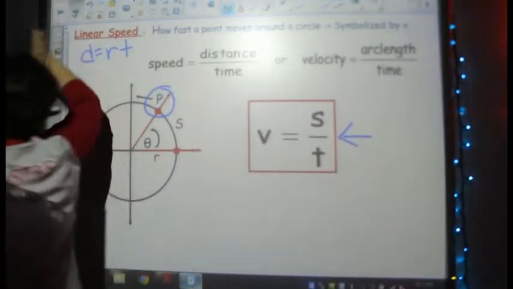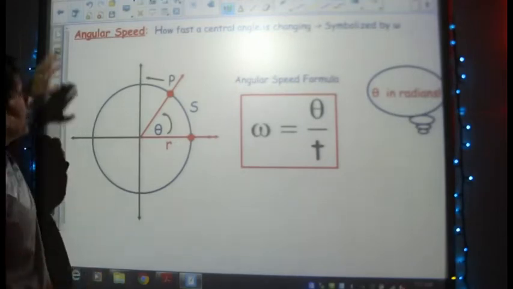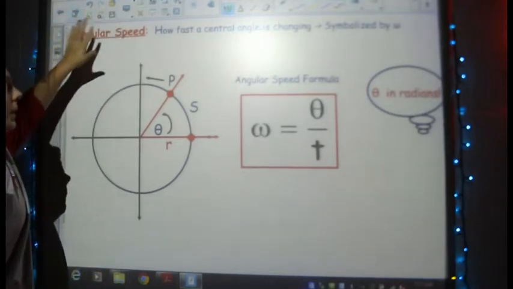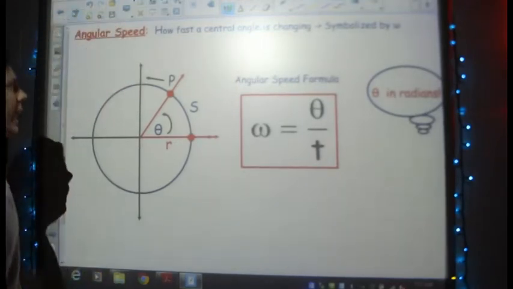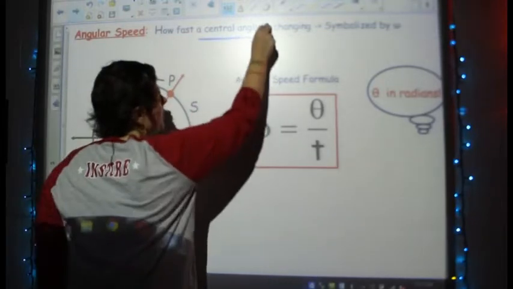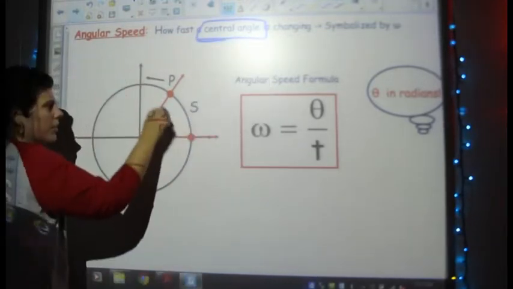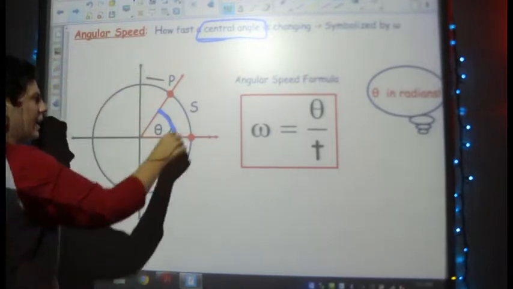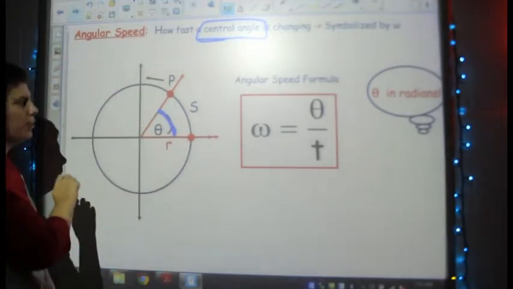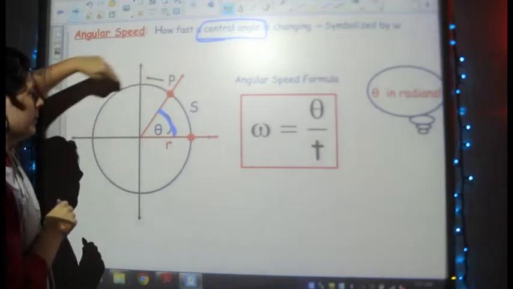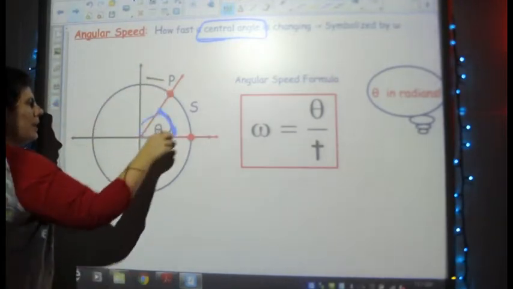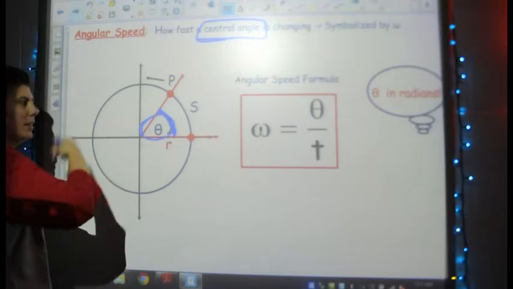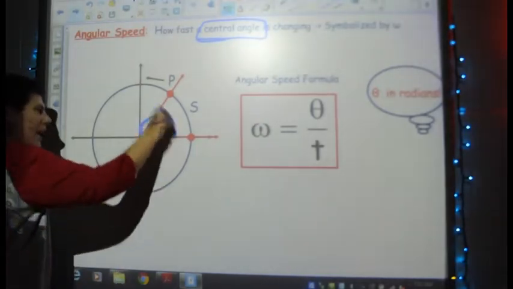Putting these two ideas together, we can see that they are related to angular speed. And angular speed is not about the point, but it is about the angle of the circle. And as the point goes around, how is the angle changing? That's what angular speed is about. So linear speed is about the point. Angular speed is about the angle.